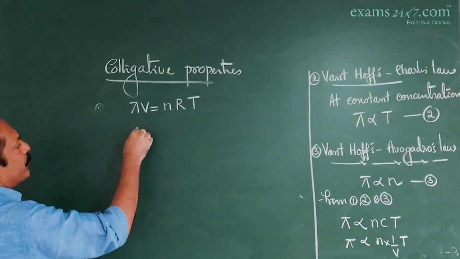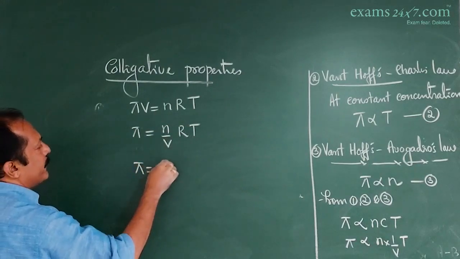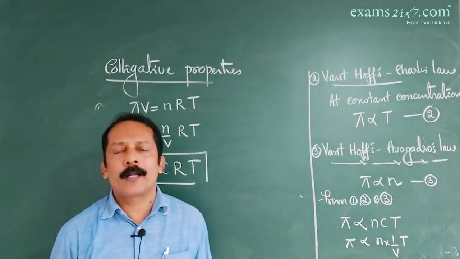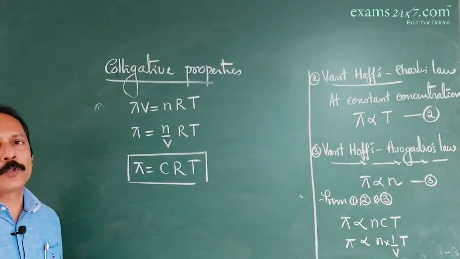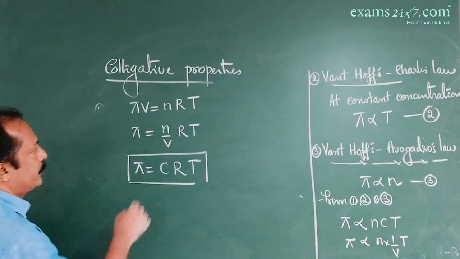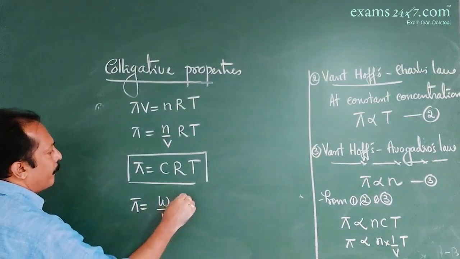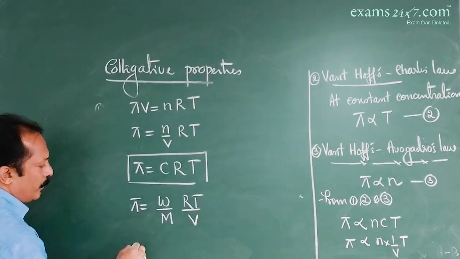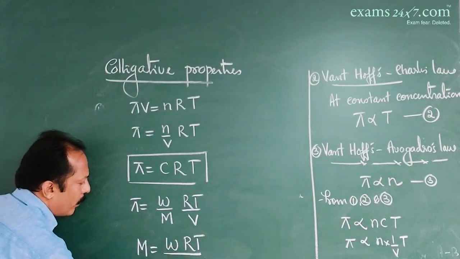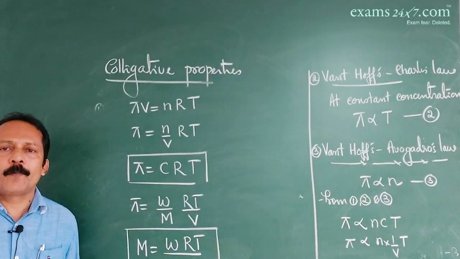Again, we can modify this equation. Pi equals n by V RT, or pi equals CRT. This equation is called Van 't Hoff's equation for dilute solution. Now, from this we can relate osmotic pressure with molecular mass. Say, pi equals W by M into RT by V, where M is the molecular mass of the solute. So M equals WRT divided by pi into V. This is about osmotic pressure and molecular mass.